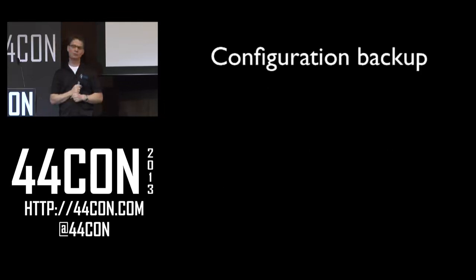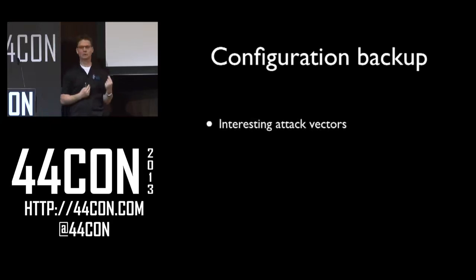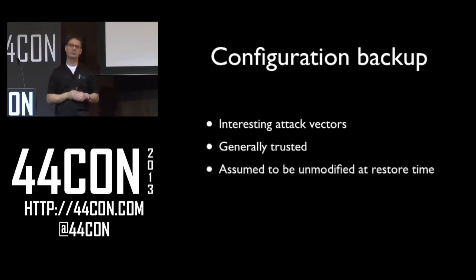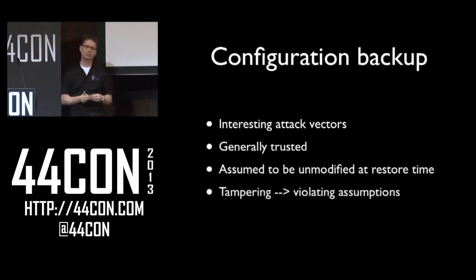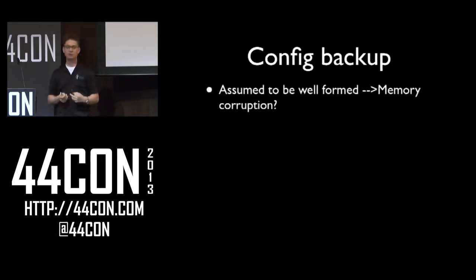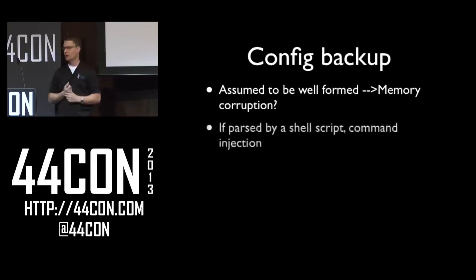One of the things that I probably spent the most time on, basically because I thought it was pretty interesting, was analyzing the configuration backup file. And the configuration backup file, like I said, represents a number of potentially interesting attack vectors. First of all, it's generally trusted, and it's assumed to be unmodified from what was generated by trusted code, which means that if we can tamper with it in some way, we might be able to violate those assumptions. So it's assumed to be well-formed, so if it isn't, we might be able to find some sort of memory corruption bug that we can exploit, like a buffer overflow.